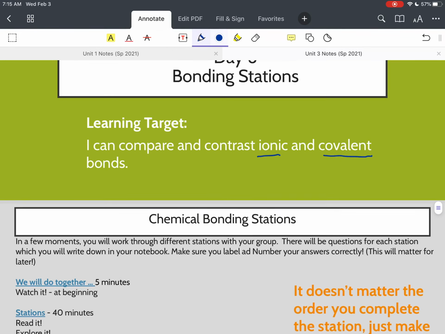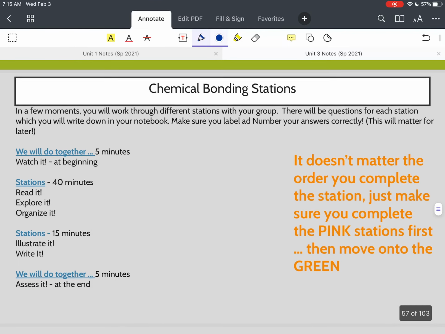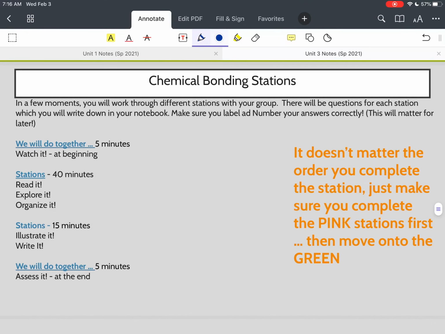they are similar. The way that you're going to do this is through, we used to do it through stations in class, but I've modified it so it's all on the Google Doc that is attached to Schoology. So you're just going to work your way through. There's a watch it section. There's a read it section where you'll read a little bit and answer some questions. An explore it section, organize it. I've cut these out here.